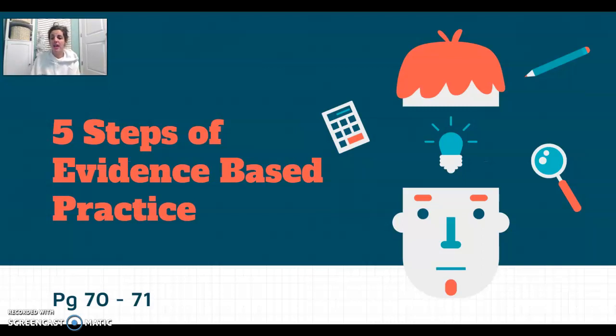So if a client comes back and says, well, you did something that caused me harm, or it didn't give me the outcomes I wanted, the social worker can come back and say, well, I used this because it is evidence-based. It does provide a little protection for the social worker as well. So there's 5 steps to consider when making something evidence-based.